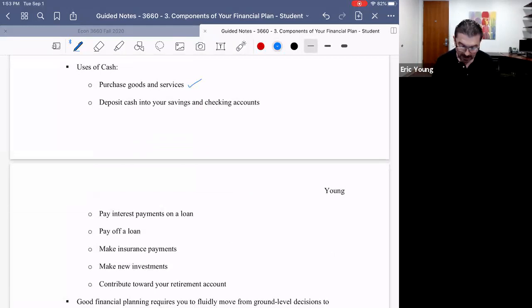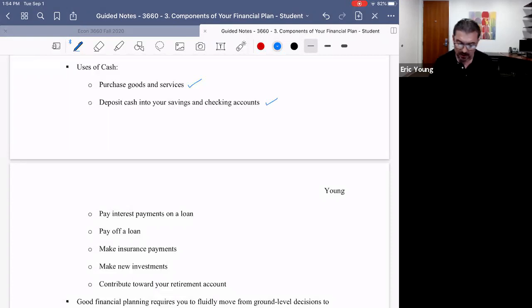Obviously, you purchase goods and services because you want to live and derive utility every day. That's your budget plan. You're going to put money into your savings and checking accounts. Now, this is a weird one because I know that you think of your checking account, your savings account as cash that you hold, and it is liquid. But if you really think about it, taking the money that you earn and putting it into these accounts is a use of cash because it's one among alternative uses. There's an opportunity cost also. It's a use of cash.